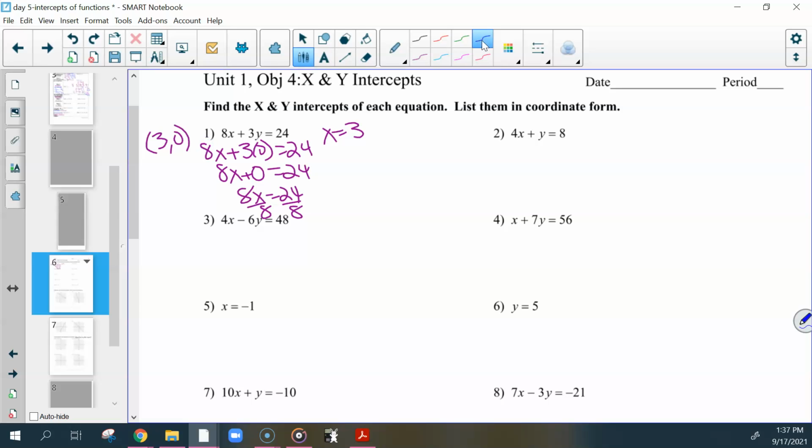Alright, so let's go back and find our y-intercept. I'm going to do this again fully. So now we're looking for our y-intercept. X is now going to be 0, which means this first term is going to become 0. So I'm really just left with 3y equals 24. So y is 8.